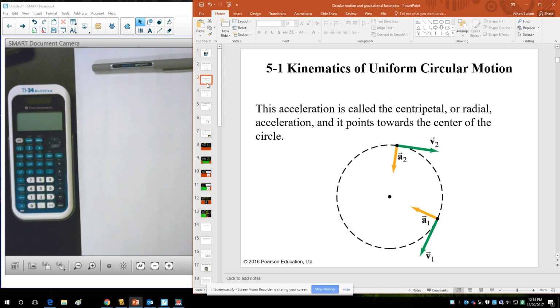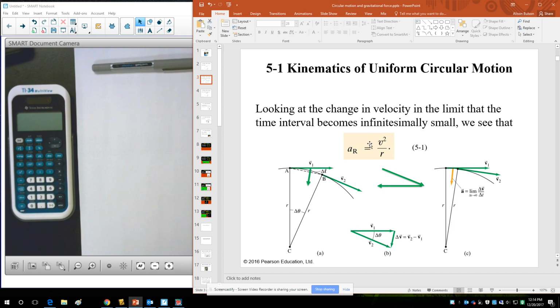The magnitude of the acceleration is velocity squared divided by radius. Now we say velocity squared, but since we're squaring it, we lose the directional information about that particular velocity. It's the speed squared divided by radius, and then the direction is towards the center of the circle.